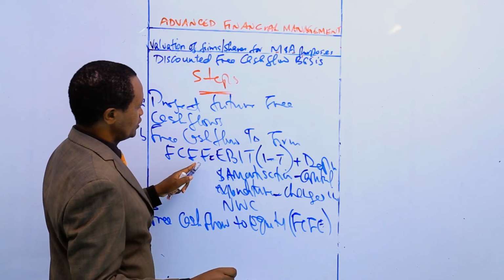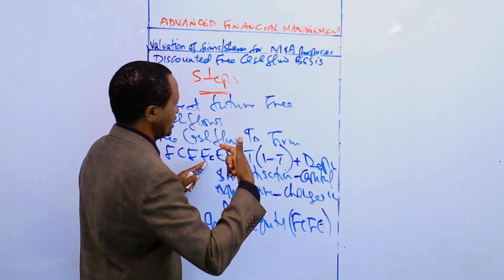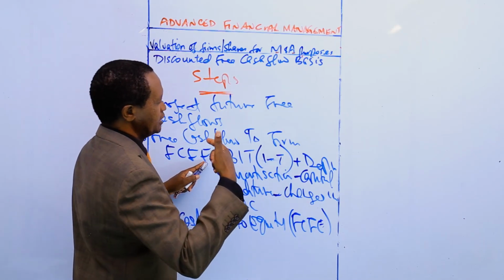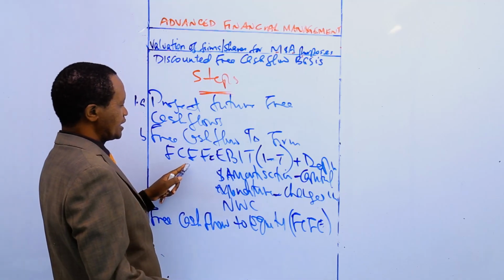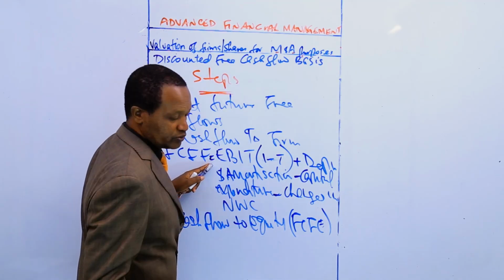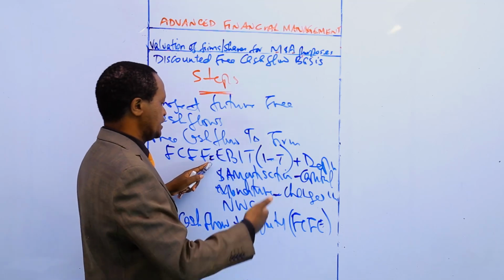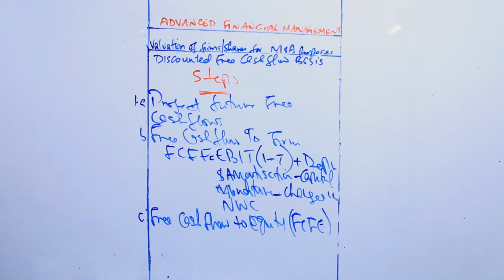The free cash flow to the firm represents the cash flow available to both debt holders and equity holders. It represents the cash available to all the providers of capital, that is the debt holders and equity holders.